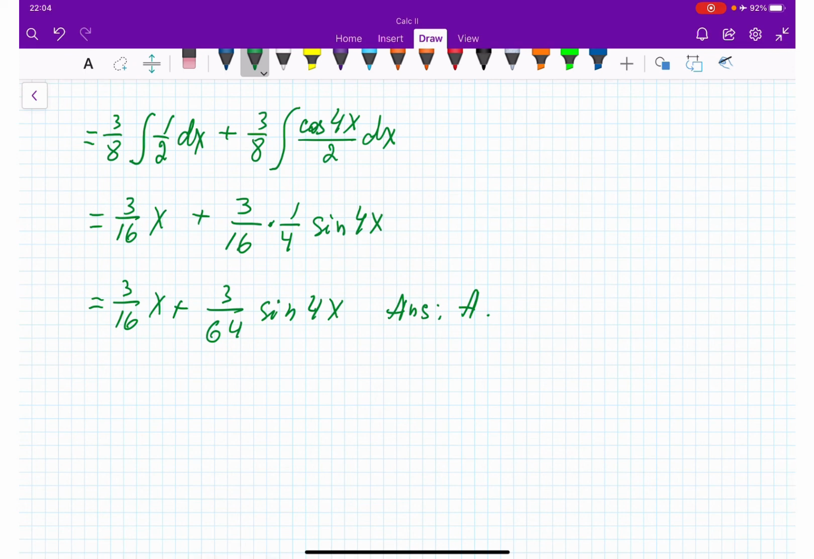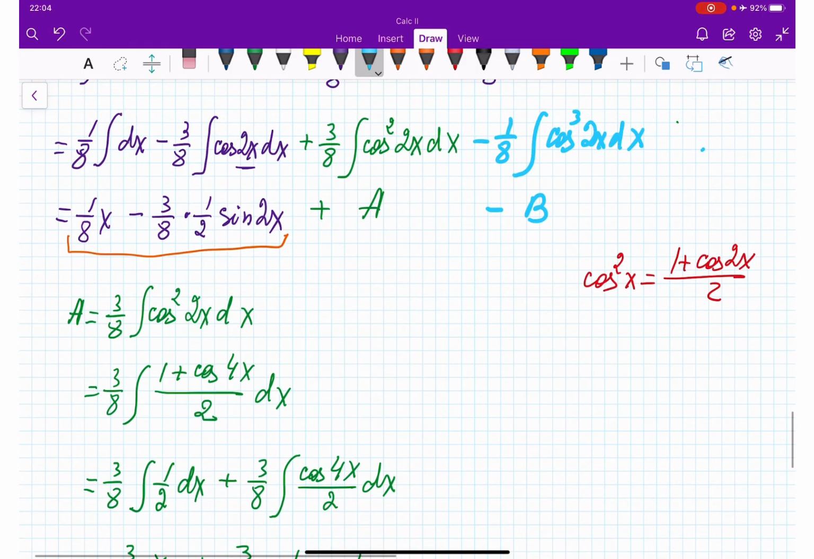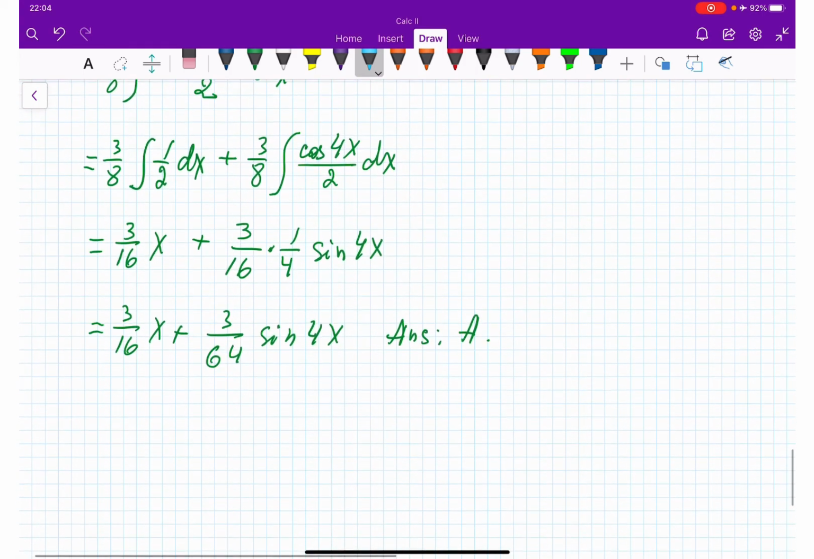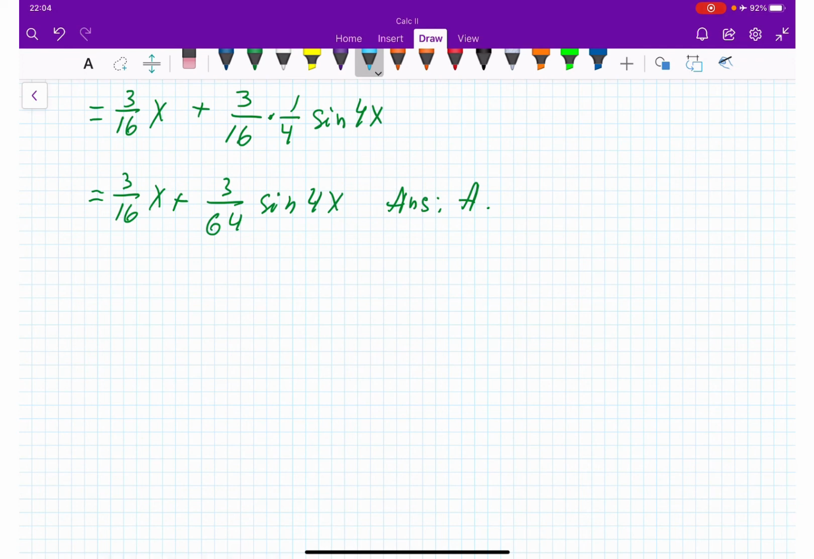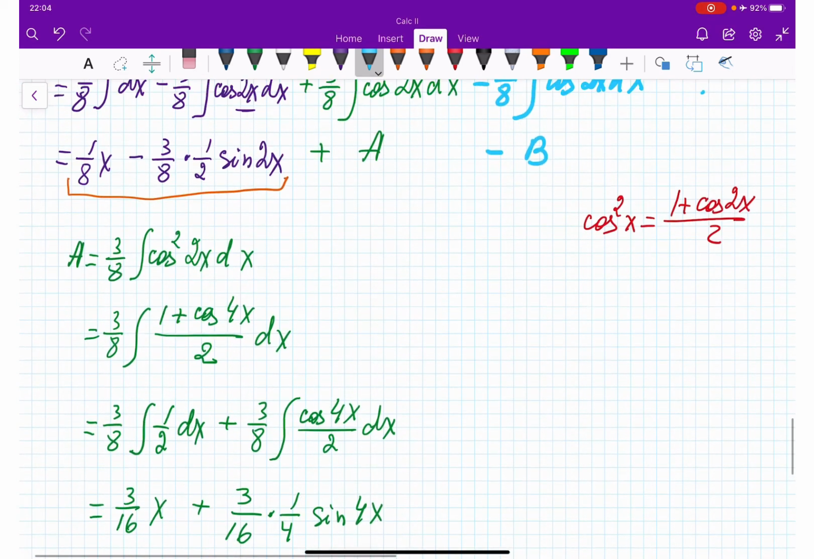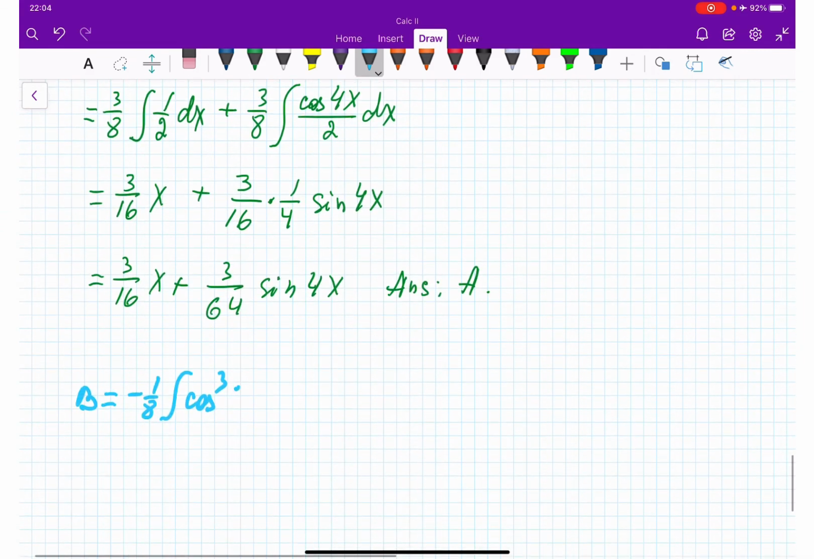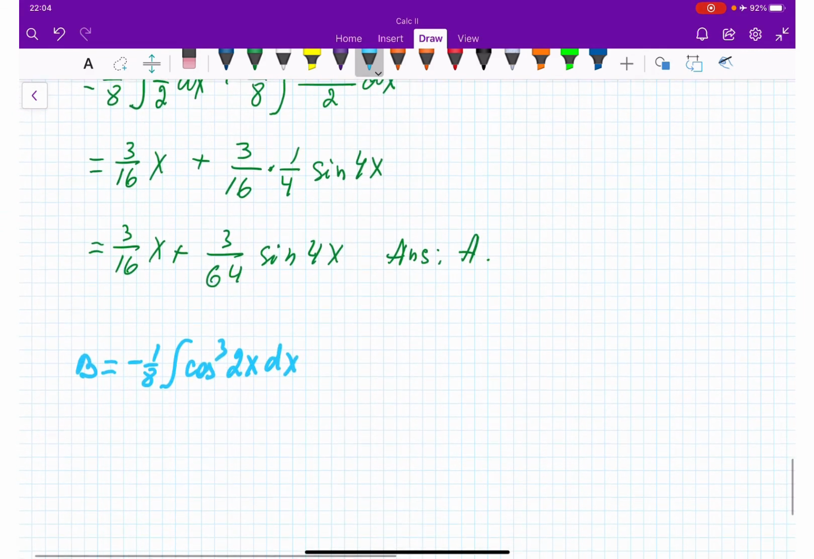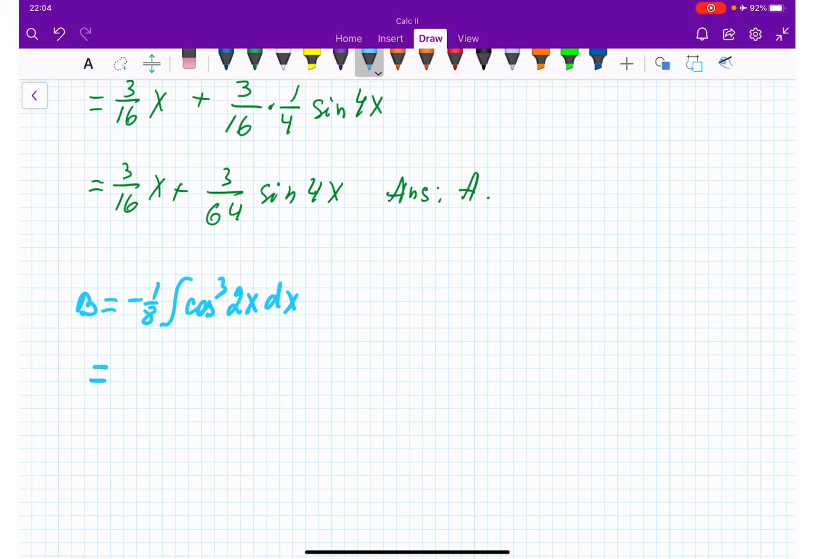Okay, now let's go work out B. Our B was negative 1/8 integral cosine cubed 2x dx. Okay, so we have B, negative 1/8 integral, cosine cubed 2x dx. This is equal to negative 1 over 8 integral cosine squared 2x times cosine 2x dx.